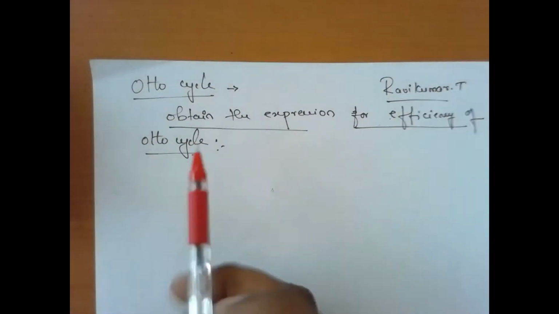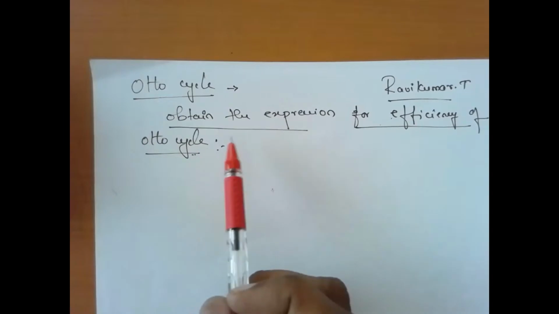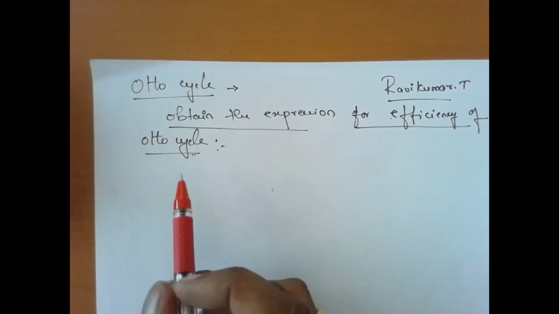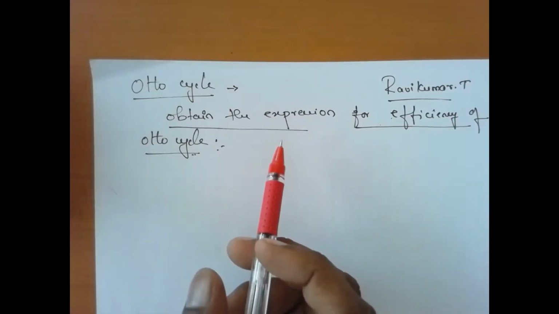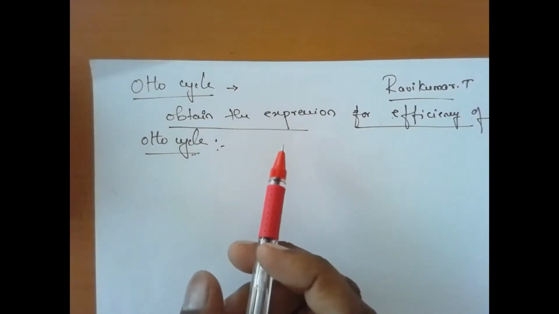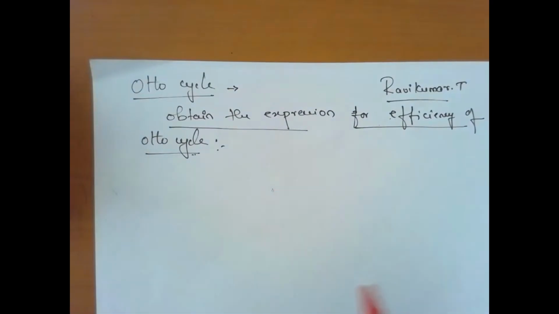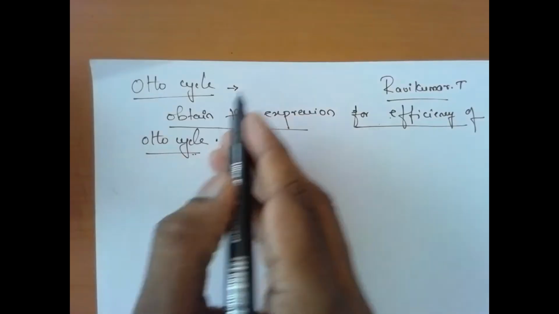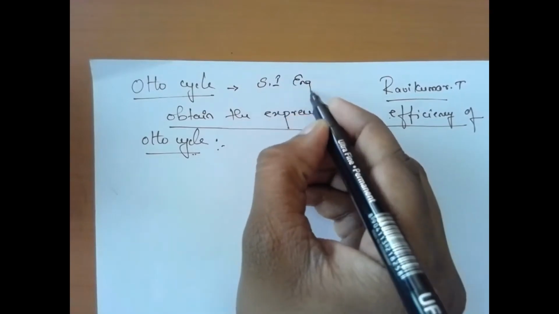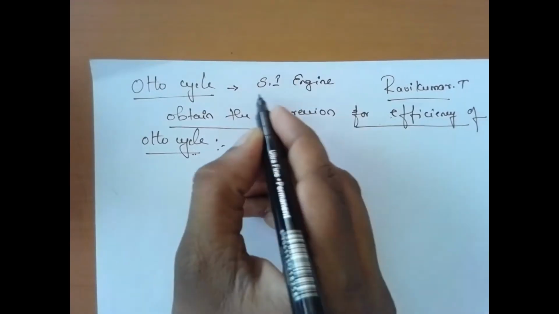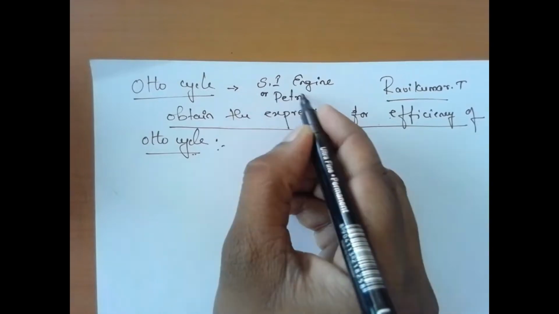Today's concept is the Otto cycle. I'm explaining how to obtain the expression for the efficiency of the Otto cycle. Before going to the expressions of the Otto cycle, you should know what the Otto cycle is and how it works. The Otto cycle is mainly for the SI engine. SI means spark ignition engine, or the petrol engine.